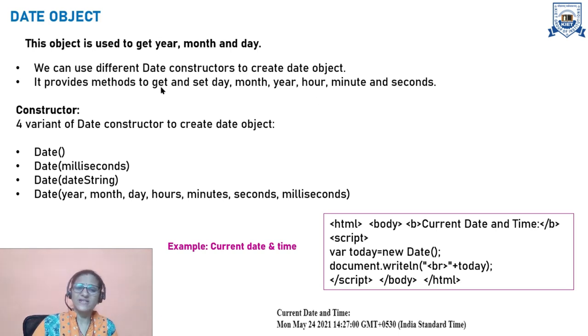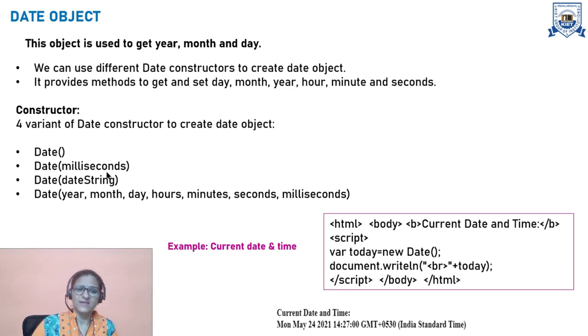Not only can we get, we can also set the month, the year, the hour, the minute, and the second according to our requirement. So there are 4 variants of the date constructor to create the date object. First one is date without any argument or value in the parenthesis.